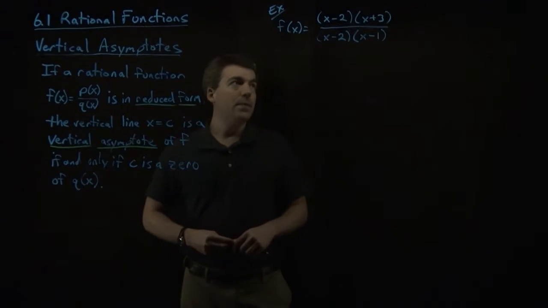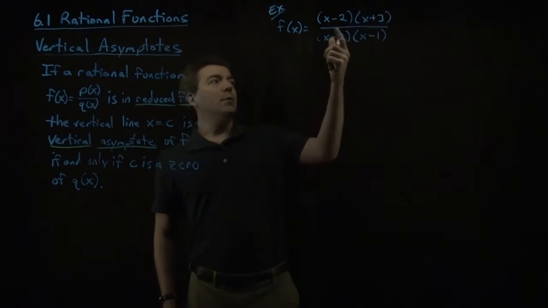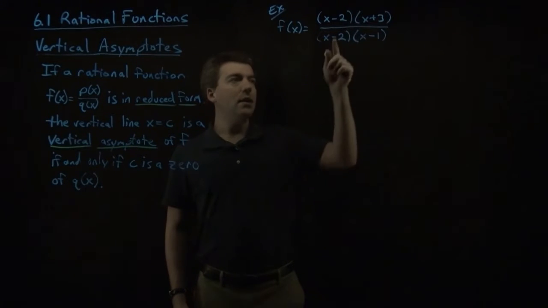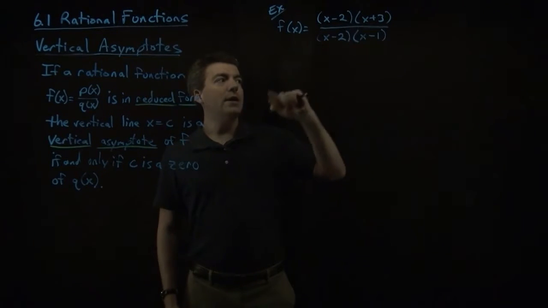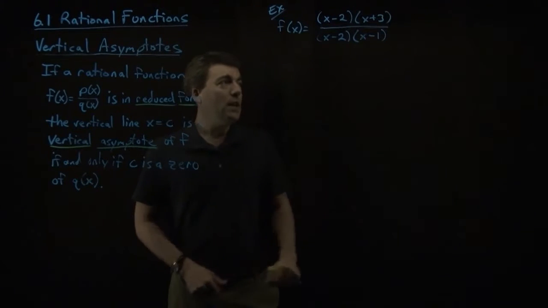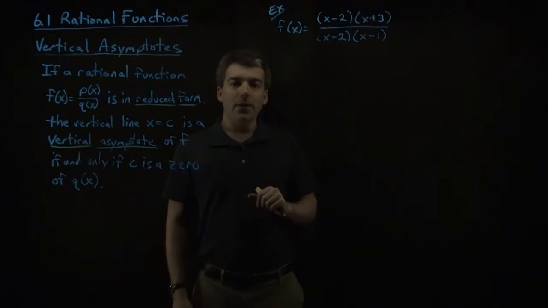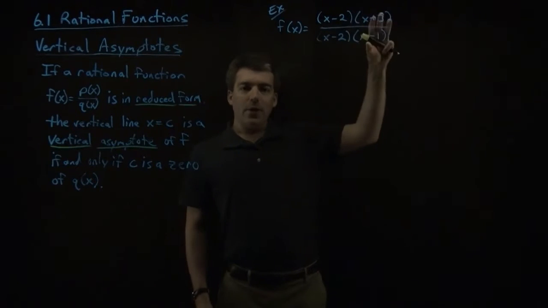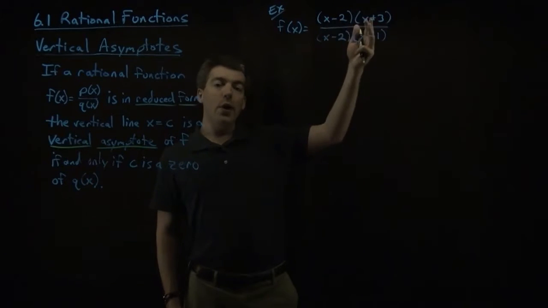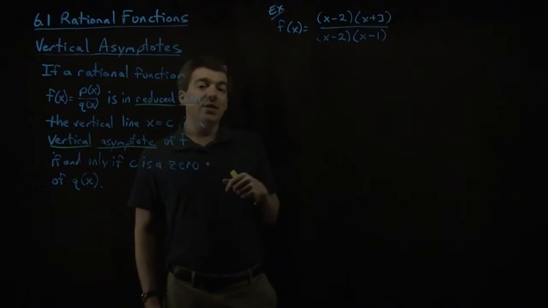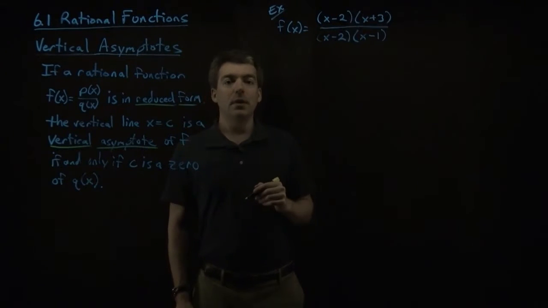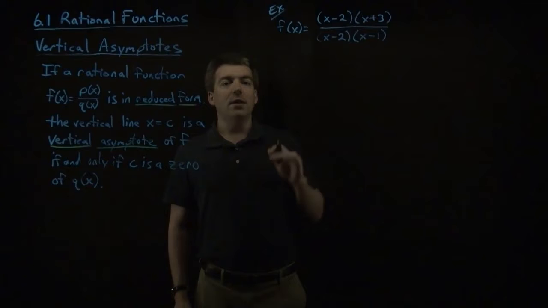Here's an example. We have f of x equals x minus 2 quantity times x plus 3 divided by x minus 2 times the quantity x minus 1. So you can see this rational function is already factored. If you did not have the factored form, you'd want to factor it and see if there are any common factors between the numerator and denominator. In this case, there are. We have x minus 2 and x minus 2. Right? So we want to reduce that to lowest terms.